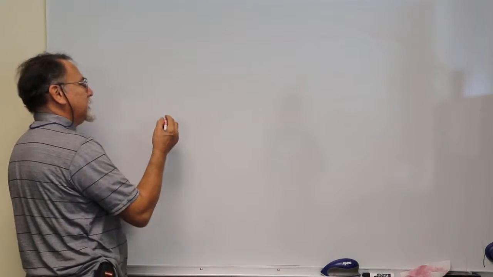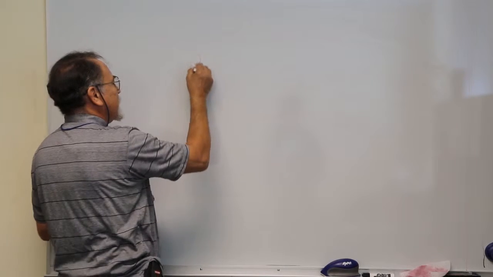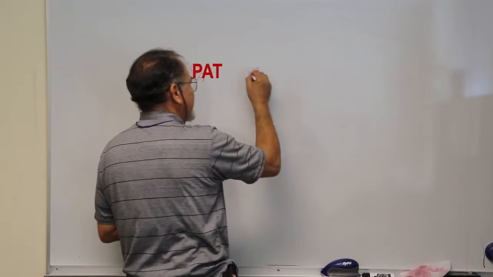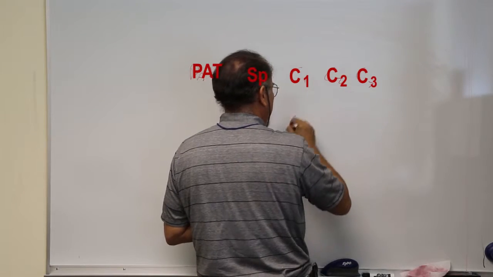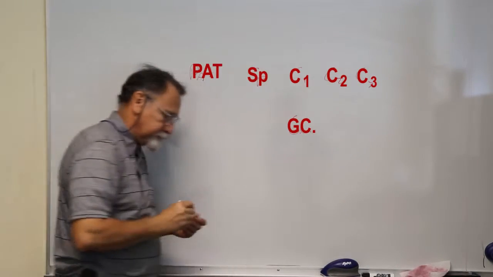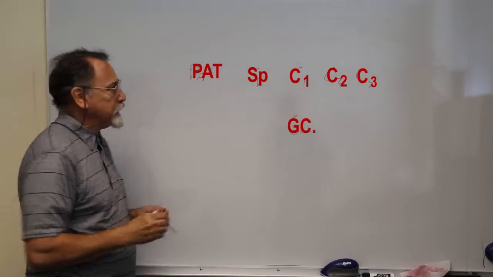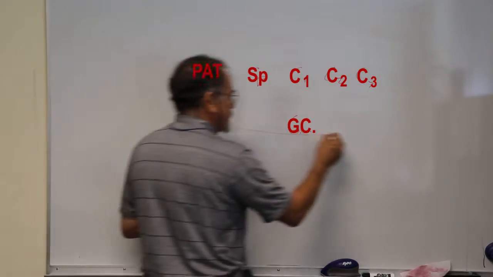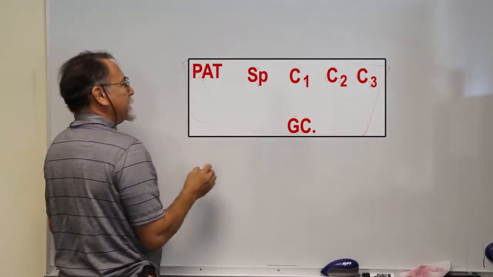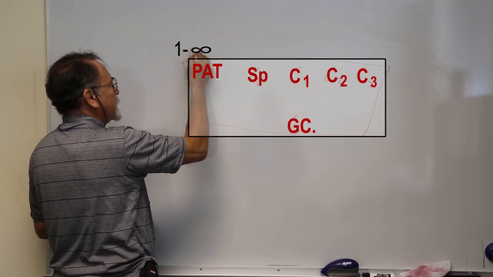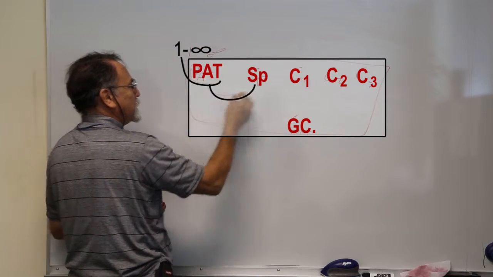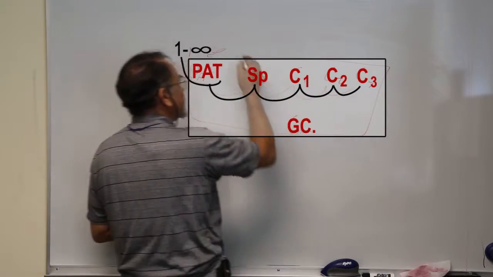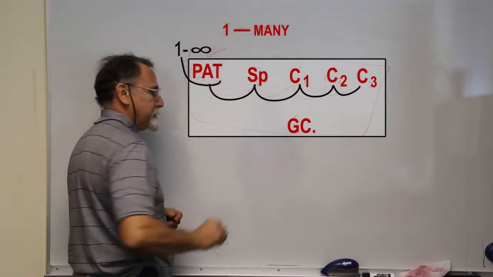Once again, in that previous chapter, we had the patient, we had the spouse, child 1, child 2, child 3, and we had the grandchild. Now, we were treating this as one event, but we were also treating that as a one-to-many event, where you had one patient and all these things, so you had a one-to-many scenario.